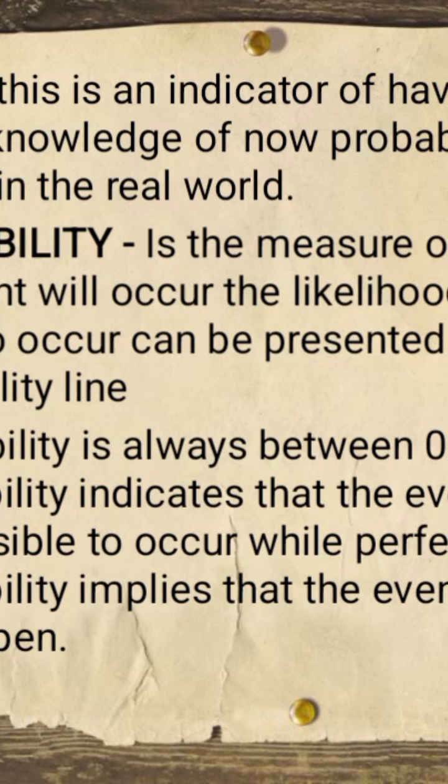Probability is the measure of how likely the event will occur. The likelihood of an event to occur can be presented using the probability line. Probability is always between 0 and 1. A probability of 0 indicates that the event is impossible to occur, while a probability of 1 implies that the event is certain to happen. Like I said, the probability of an event to happen can be any value between 0 and 1, unless the event is impossible or certain to happen.